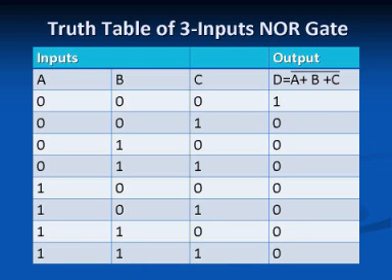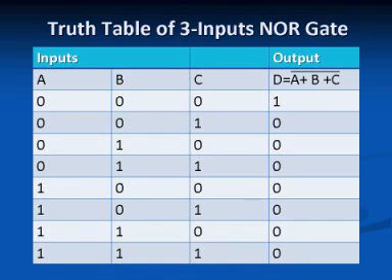And the truth table reads as for A, B and C equal to 0, 0, 0, D is equal to 1. For A, B and C equal to 0, 0, 1, the output D is equal to 0. For A, B, C equal to 0, 1, 0, D is equal to 0. For A, B, C equal to 0, 1, 1, D is equal to 0. For A, B, C equal to 1, 0, 0, D is equal to 0.